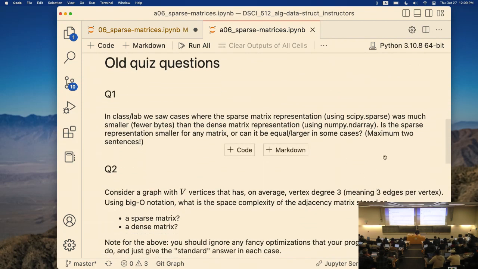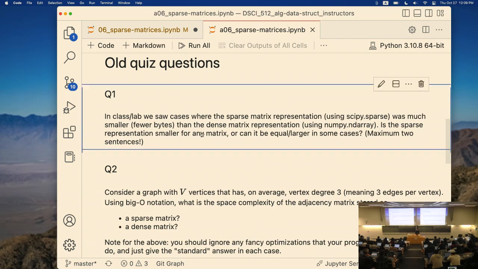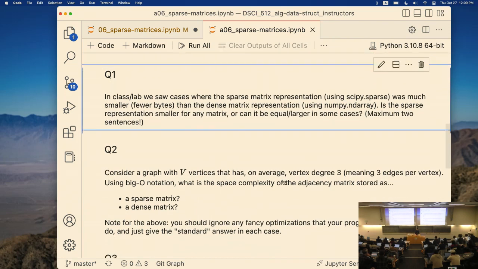Check this question. In the class we saw cases where the sparse matrix representation was much smaller. We saw that one was 80 gigabytes, the other one was 12 megabytes. Is the sparse representation always smaller for any matrix, or can it be equal or larger in some cases? That's a good question. Think about it for a few seconds.